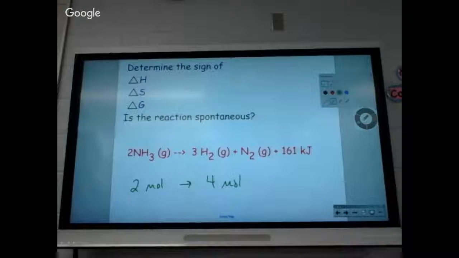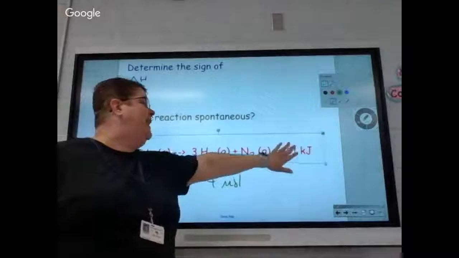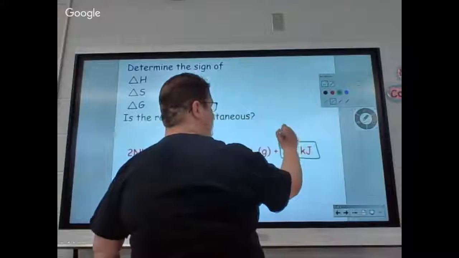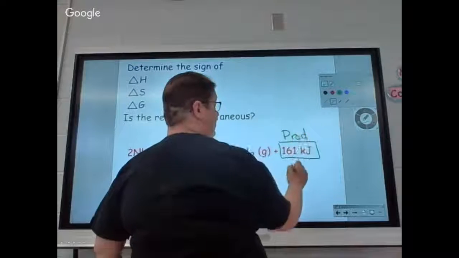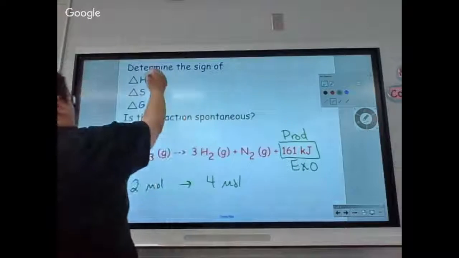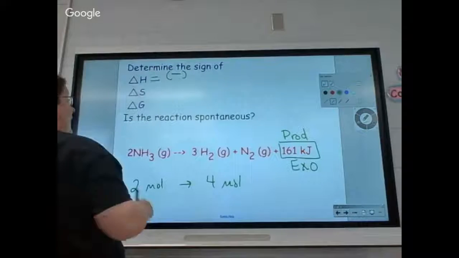Let's start with, what's this tell us? It's on the right side. It's a product. So that tells us what about it? It's exothermic. So if it's exothermic, delta H is what? It's negative. Everybody okay with that?